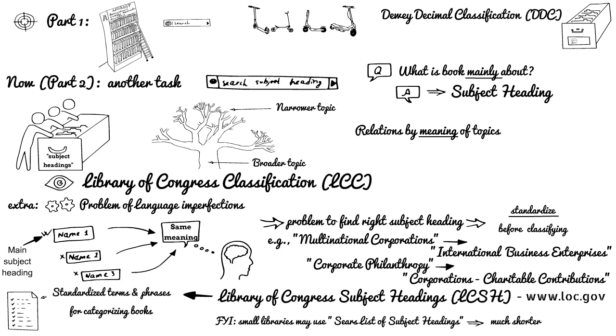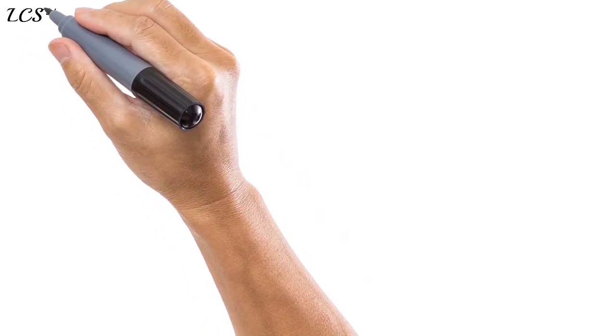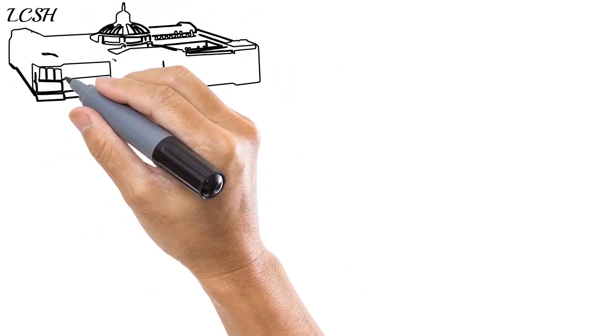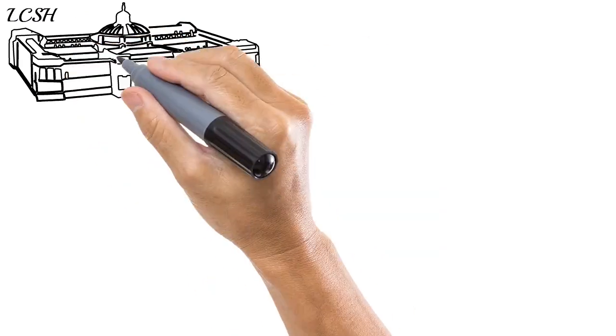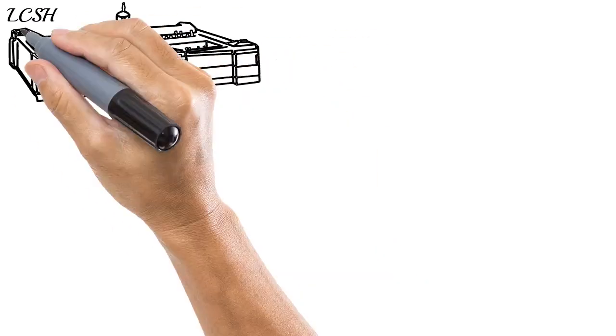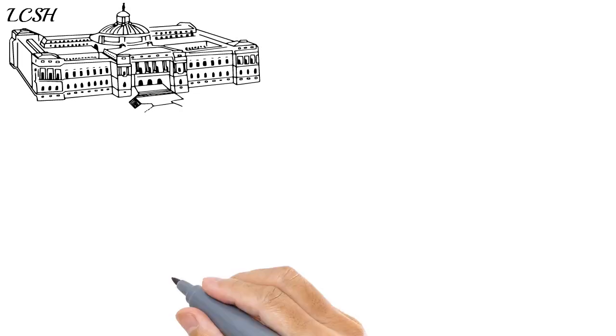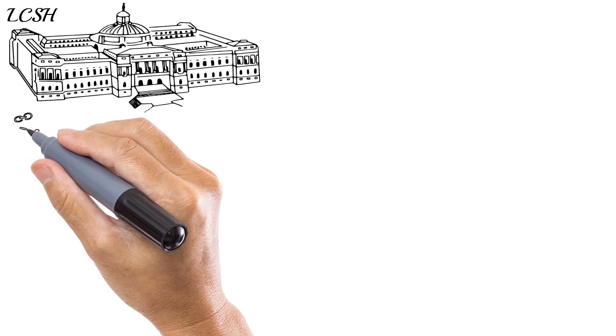LCSH has a solution for the problem of determining the right compact subject heading. Let's check how it's done by LCSH, based on decades of experience from the biggest US library and the second largest library in the world, the Library of Congress. How are subject headings hierarchically or non-hierarchically related to each other?